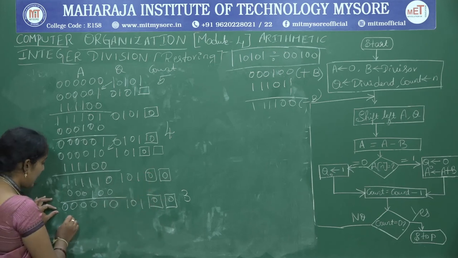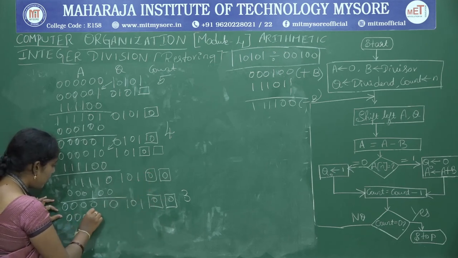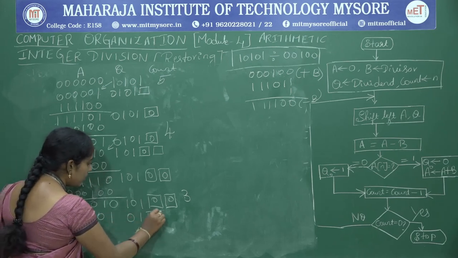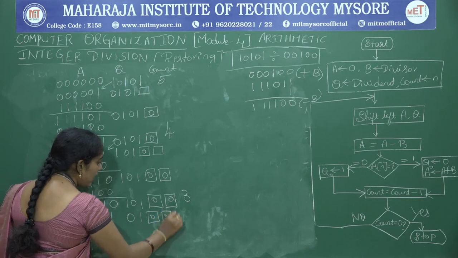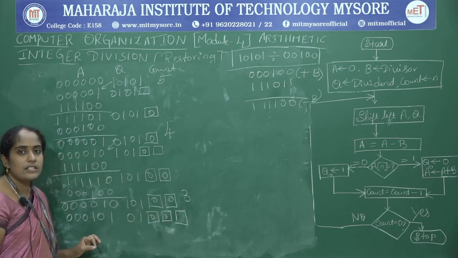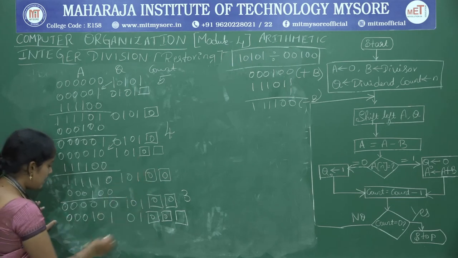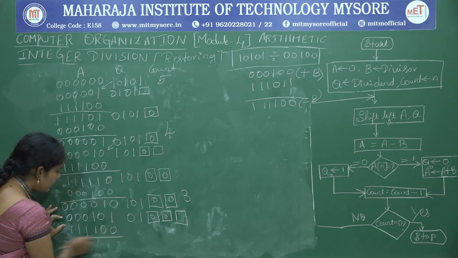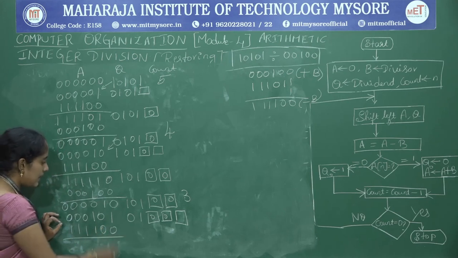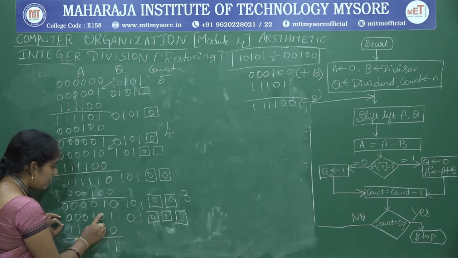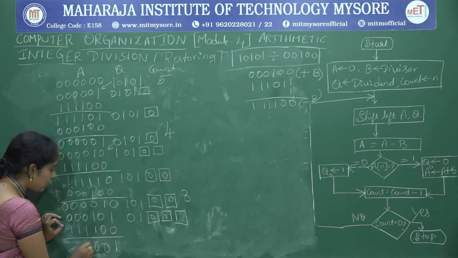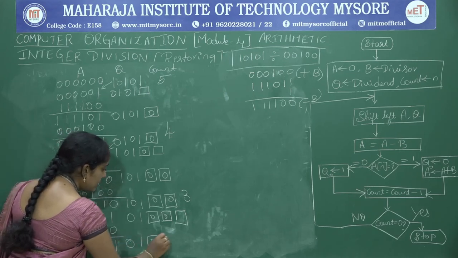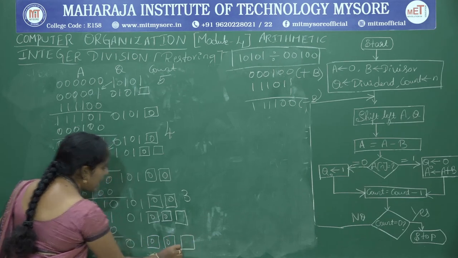In step 3, shift left: 0 0 0 1 0 1 0 1 0 0 and blank. Now A is equal to A minus B. Minus B is nothing but 1 1 1 1 0 0. So in that case, 1 0 is 1, 0 0 is 0, 1 1 is 0, 0 0 and 0. So this is 0 1 0 0 and blank.